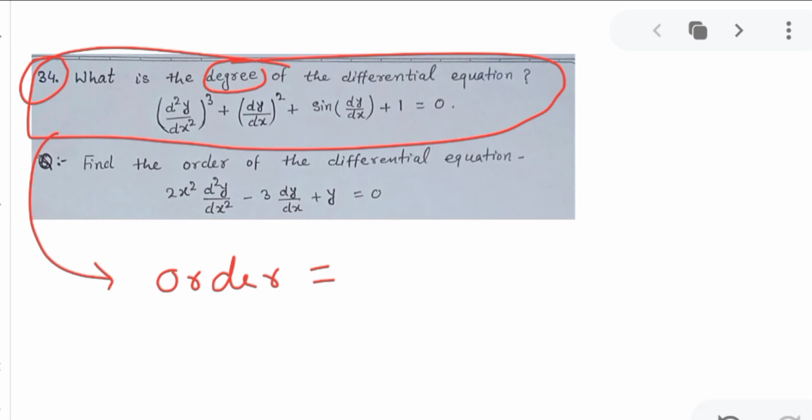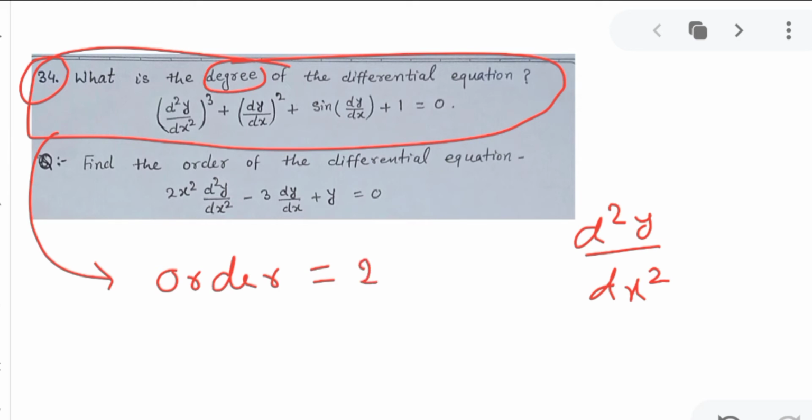So order is the highest order term. The highest order term visible here is d2y upon dx square. So this is the highest order, so the highest order is 2. So the order of this differential equation will be 2.